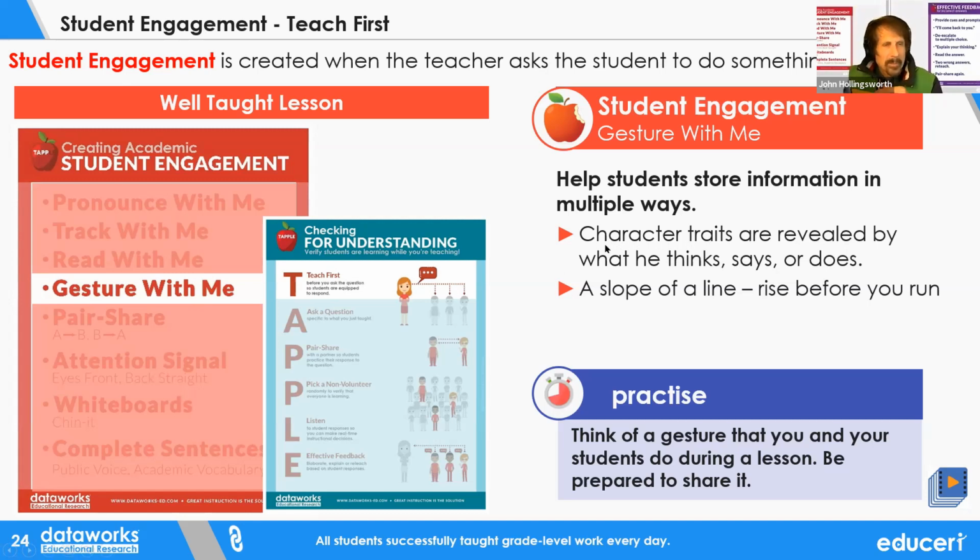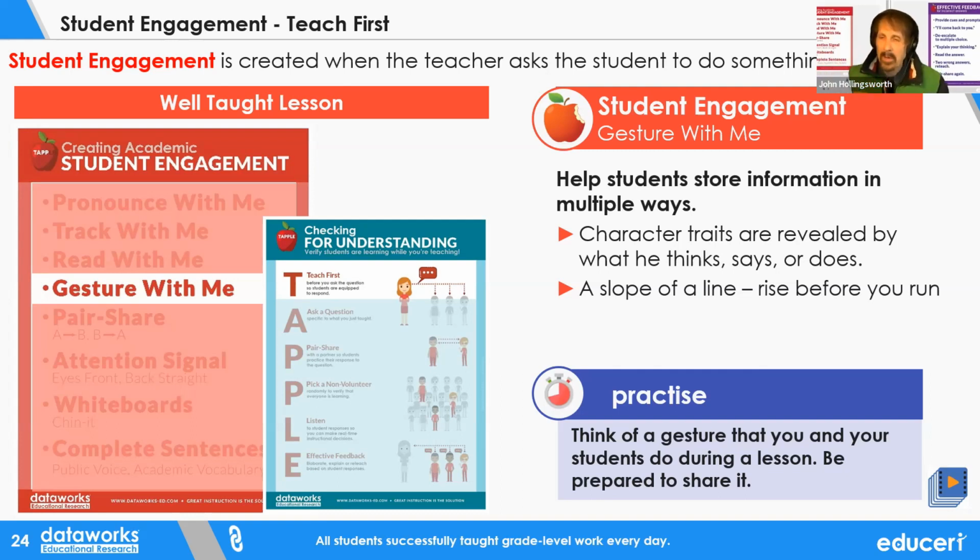Okay, let's look at the one right here. We've got one here. Character traits are revealed by what he thinks, says, or does. So everybody look at me. Character traits are revealed by what he thinks. Show me your hand. I'm thinking. Character traits are revealed by what he says. Show me talking. And character traits are revealed by what he does. Now let's say it all together. Ready? And with the gesture. Character traits are revealed by what he thinks, what he says, and what he does.